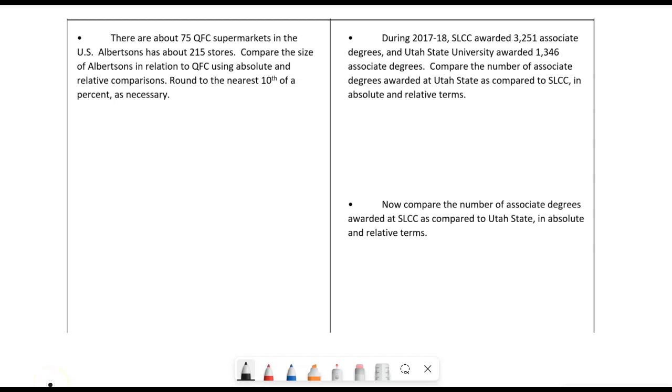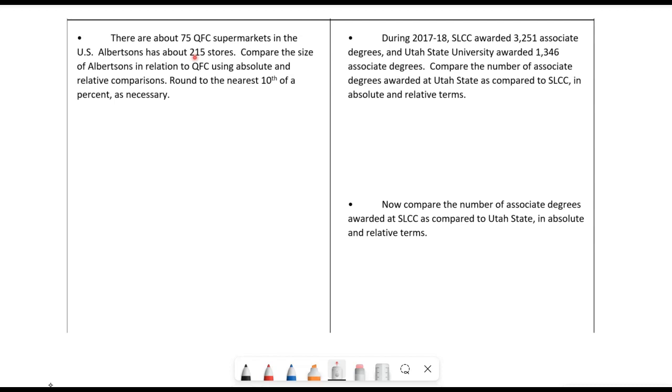Let's take a look at these examples of using absolute and relative change when comparing two objects. In this first example, there are 75 QFC supermarkets in the US, and Albertsons has about 215 stores. We want to compare the size of Albertsons in relation to QFC using absolute and relative comparisons. Round to the nearest 1/10 of a percent as necessary.